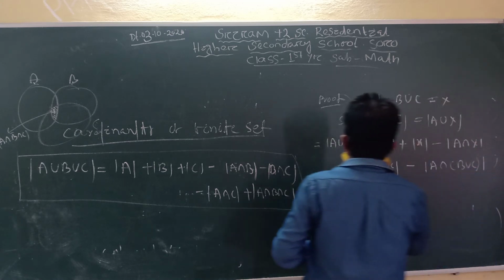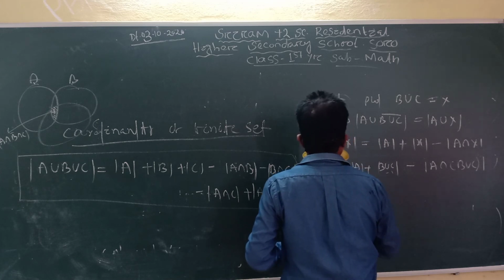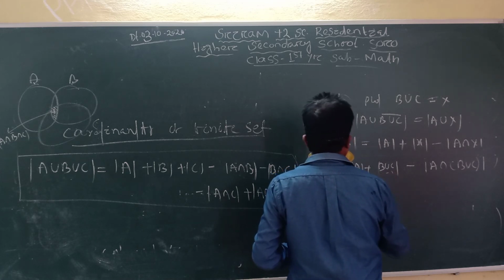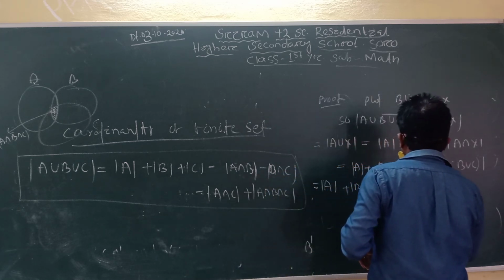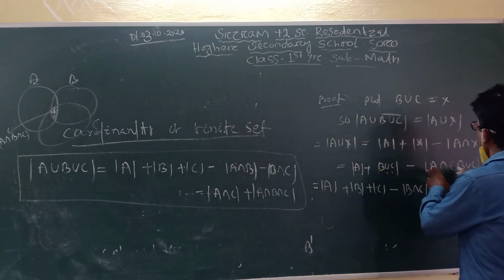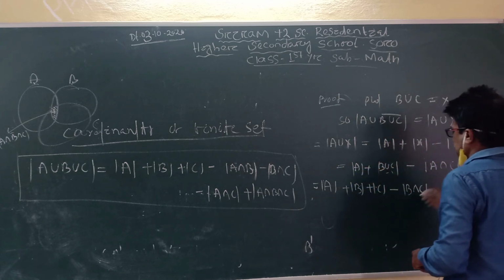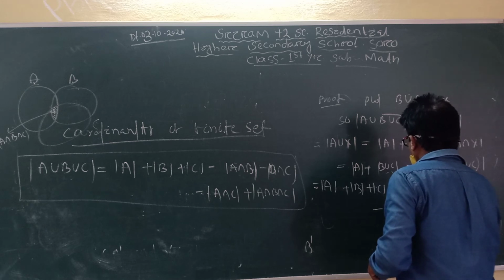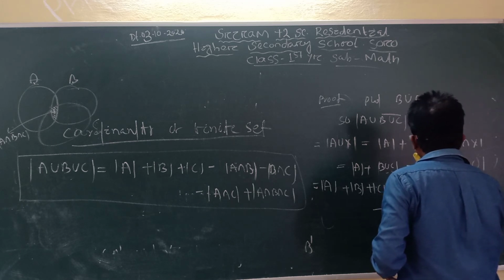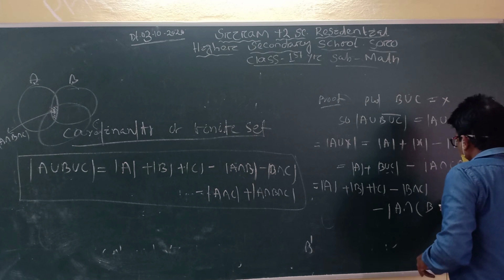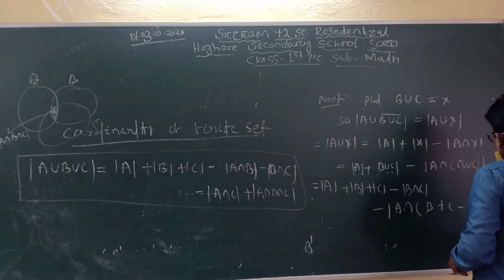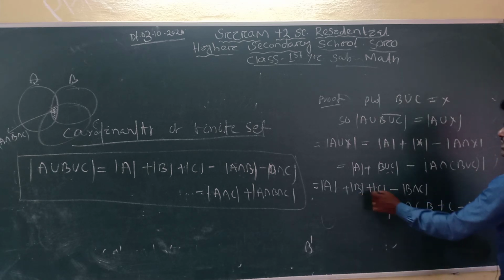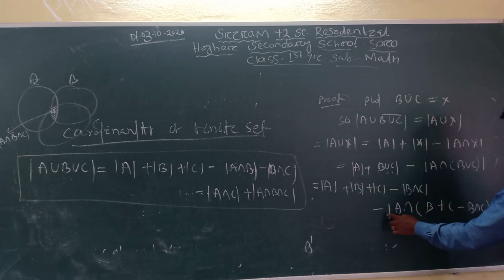Look how to prove it. You know the cardinality of B union C is equal to cardinality of B plus cardinality of C minus cardinality of B intersection C. That is already completed. Now I am going to do this part. The minus is used here: cardinality of A intersection of B union C is equal to B plus C minus B intersection C, because B union C is equal to B, C, B intersection C.